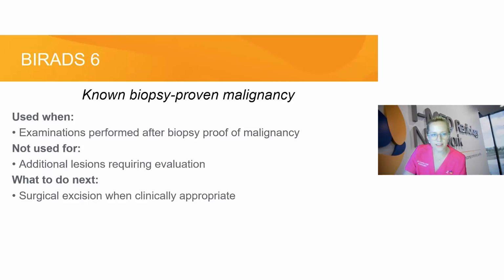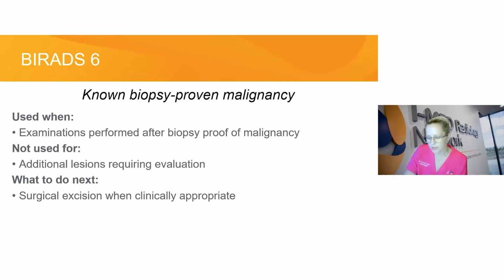BI-RADS 6, increasingly used now. We have so many neoadjuvant treatment opportunities that we use it for biopsy-proven malignancy. So when we're following up for tumour response, if the patient has not had definitive surgical management, BI-RADS 6 is used. We don't use it for lesions that require further examination.